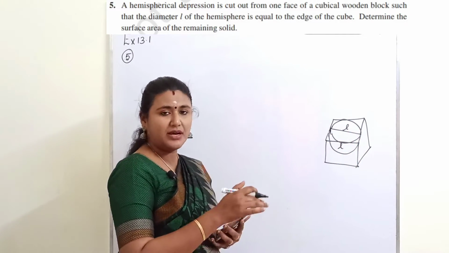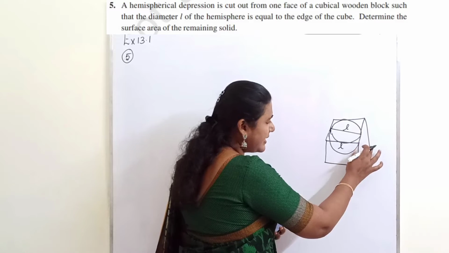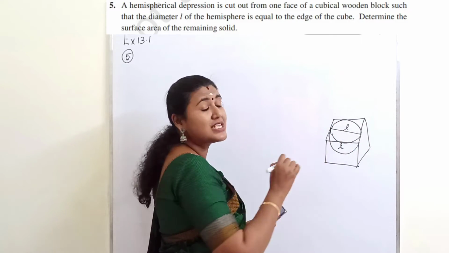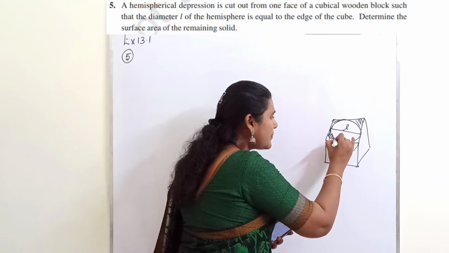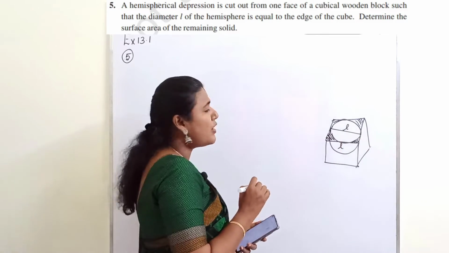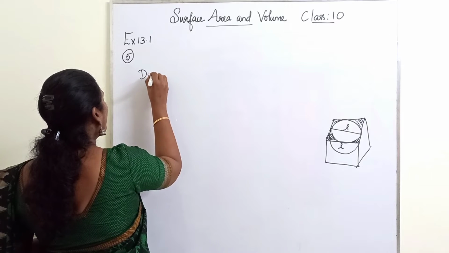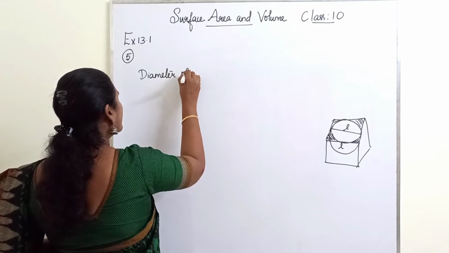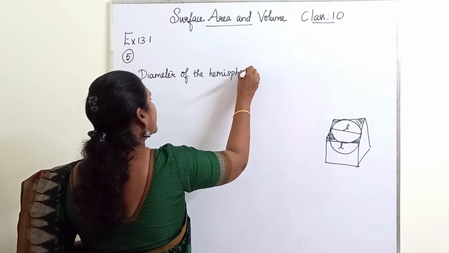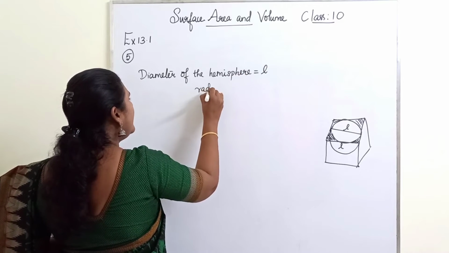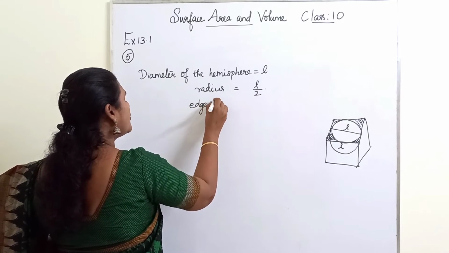Here also, what we discussed in the previous question, the same way we can do here. In this case we have all the 5 faces of the cube we have to add, plus this corner region. The corner portion of the cube we have to add. How to find the surface area we will see now. The diameter of the hemisphere is given as L, so its radius will be L by 2. This will be the edge of the cube. Edge of the cube is also L.